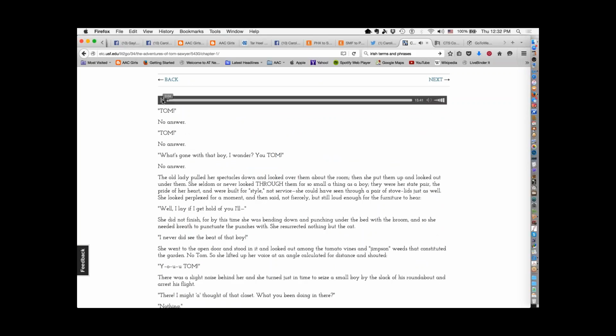Sawyer by Mark Twain. Chapter 1. Tom? No answer. Tom! No answer. What's gone with that boy, I wonder? You, Tom! No answer. The old lady pulled her spectacles down and looked over them about the room. Then she put them up and looked out under them. She seldom or never looked through them for so small a thing as a boy. They were her state pair, the pride of her heart, and were built for style, not service.